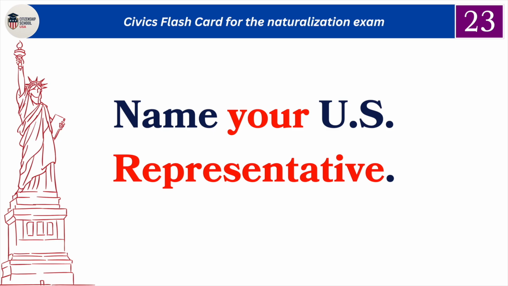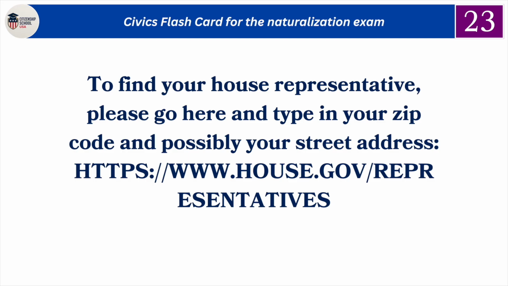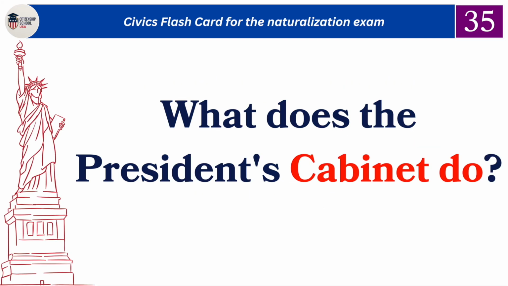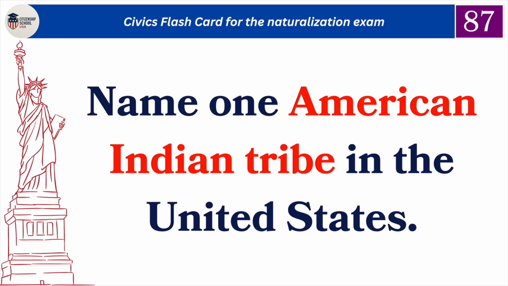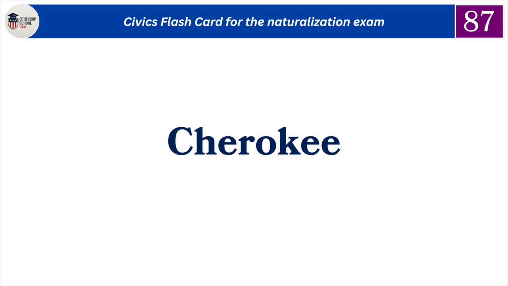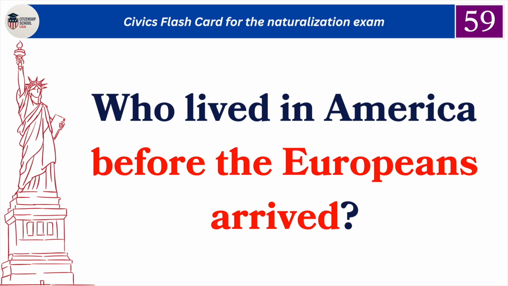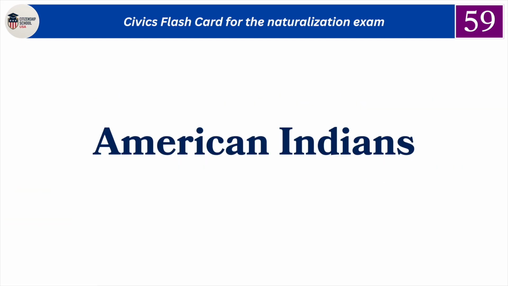Name your U.S. representative. This answer will vary. What does the President's Cabinet do? Advises the President. Name one American Indian tribe in the United States. Cherokee. Who lived in America before the Europeans arrived? American Indians.